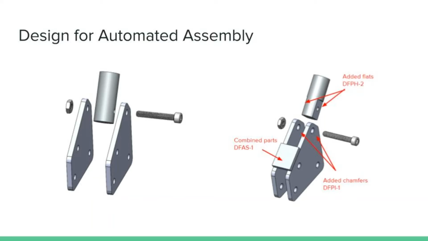And sticking with the theme of the bolt, based on DFPI1, which is to add features for easy insertion, I added chamfers to the holes, so now the bolt does not have to line up perfectly because the holes are angled in. It should make it much easier to actually insert the bolt.